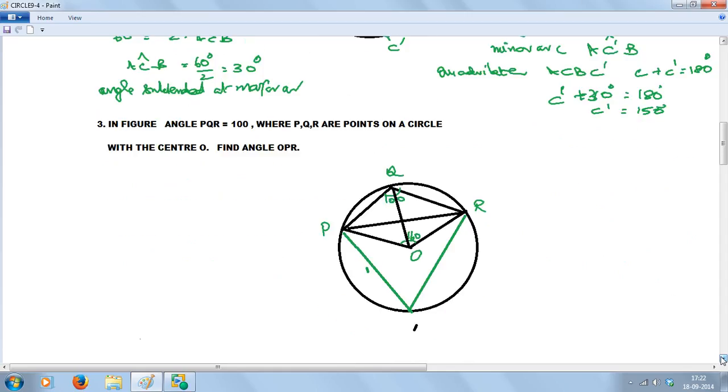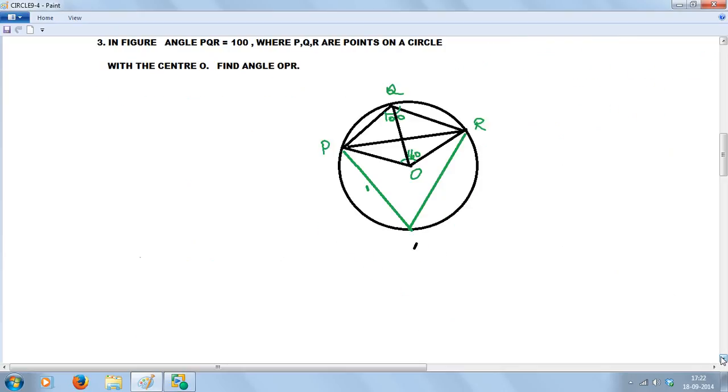So next problem. In circles, we just go through the important points, and then we can work it out.